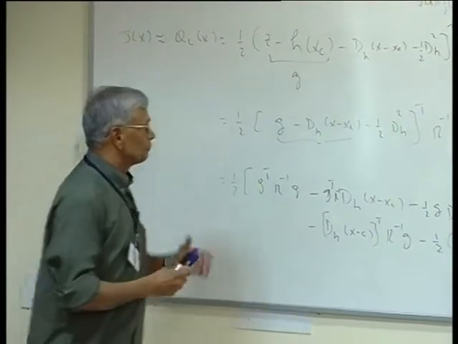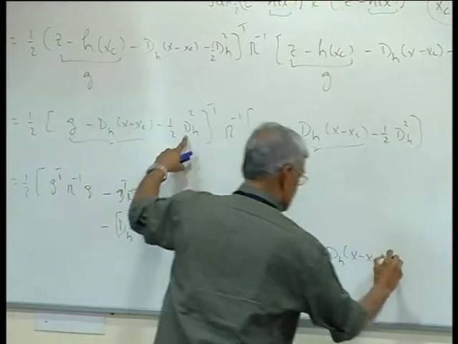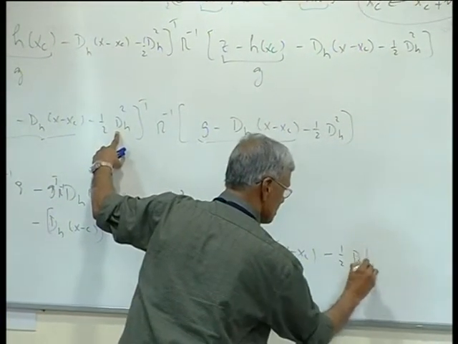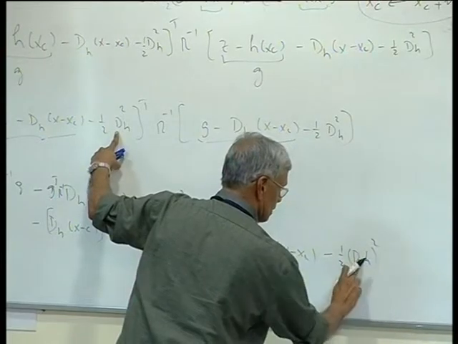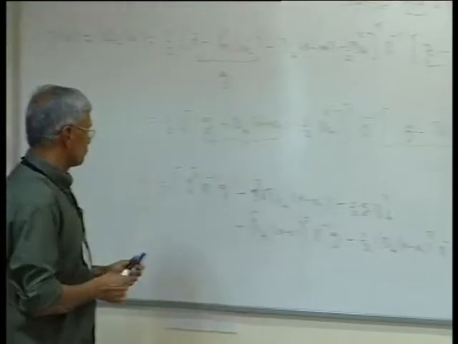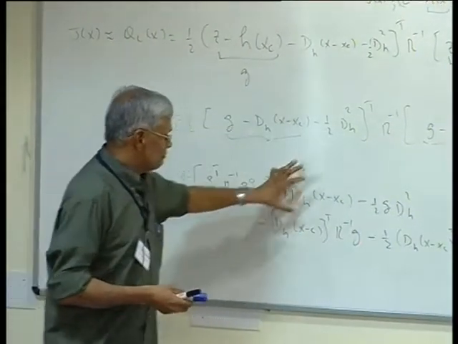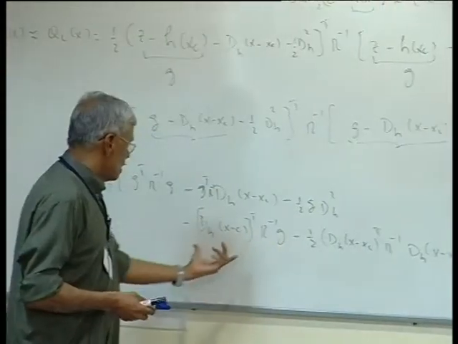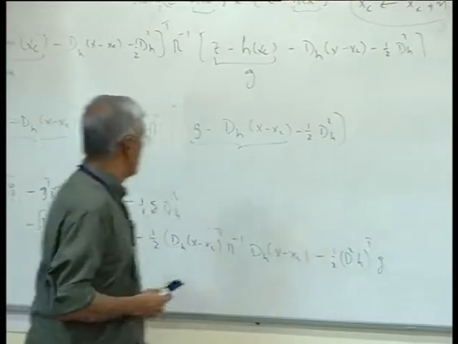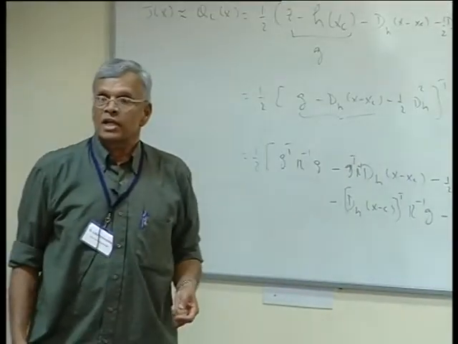Then I have to multiply this with this, and that will be minus 1/2 of d square h transpose of g. So I have a term with this. Constant term, first degree term, second degree term, first degree term, second degree term, second degree term. Every other term will give rise to a term that is greater than second degree.